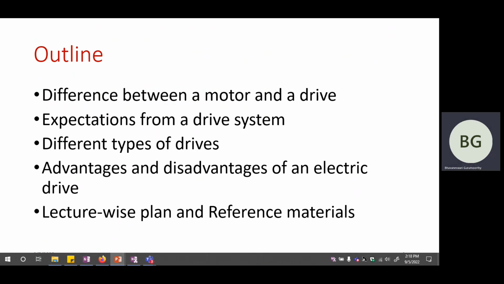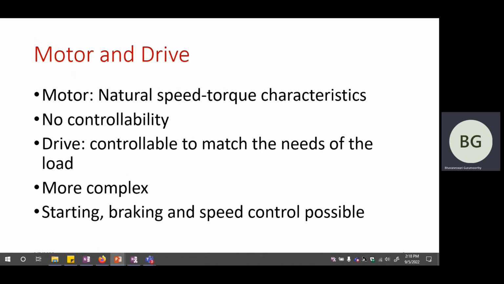Then, what are all the merits and demerits of an electric drive system? All is not rosy about the electric drive system, so there are definitely demerits also. We'll talk about both merits as well as demerits of an electric drive system. And finally, I would give a lecture-wise plan for the electric drives course, and I would also give reference materials corresponding to various topics in the drives course.